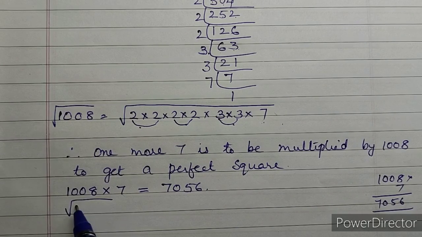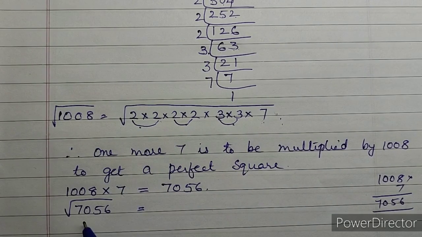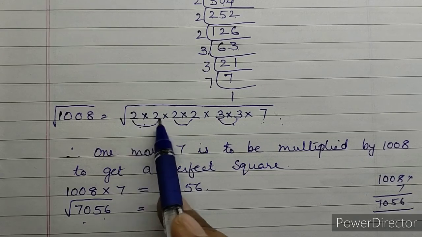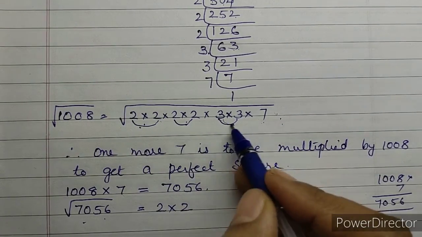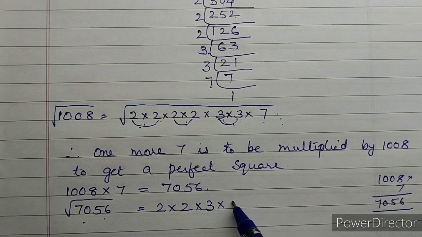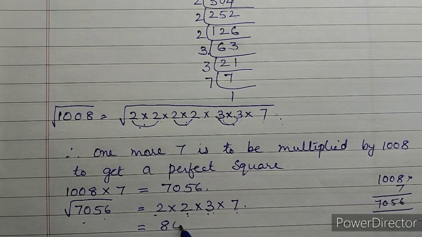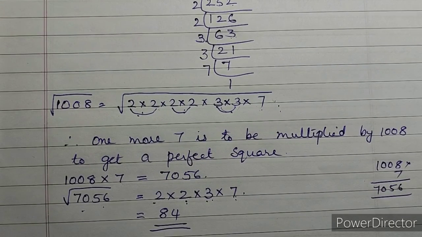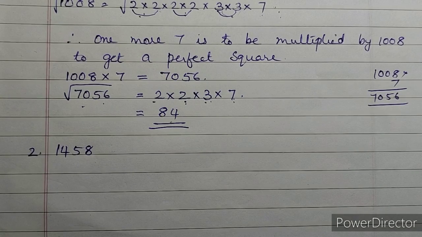So the square root of this new number 7056 equals: one more 7 you have to put here, then only you will get 7056. From each pair, one 2 you can remove outside, again from the next pair one more 2, one more 3 and one more 7. So 2 2s are 4, 4 3s are 12, 12 7s are 84. So the square root of 7056 equals 84. This is the way of doing these types of sums. One more similar sum I will show you.